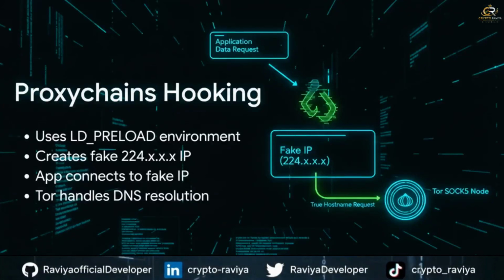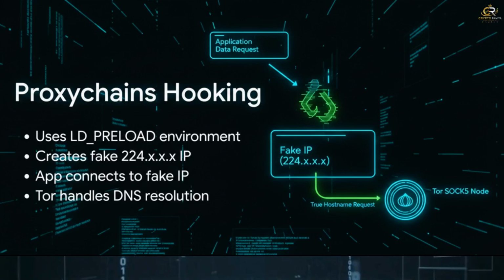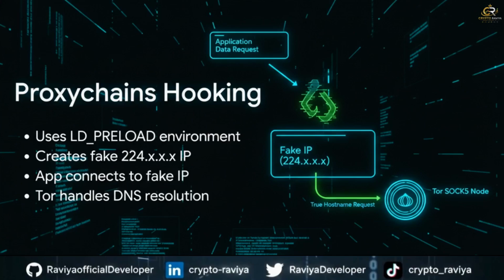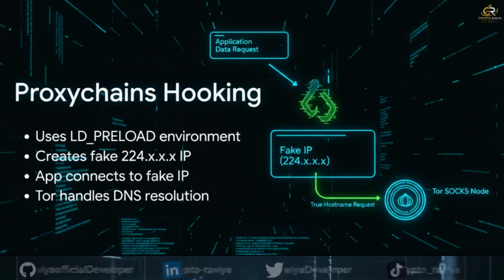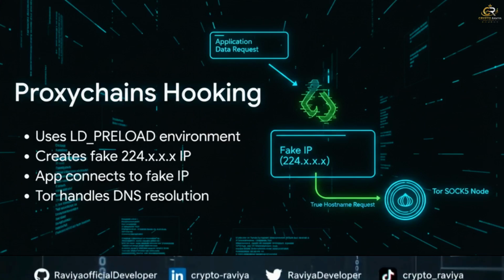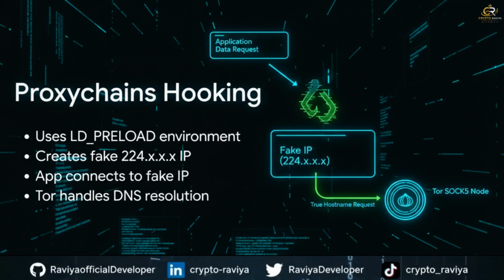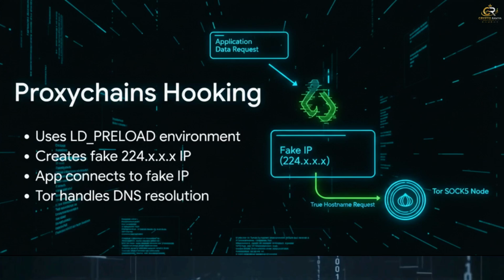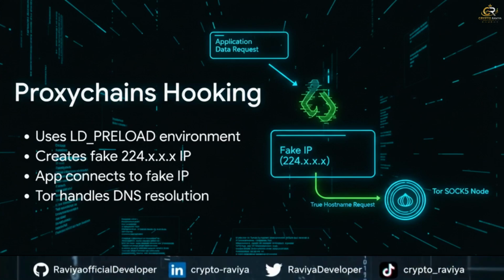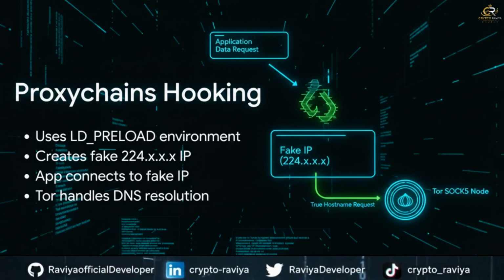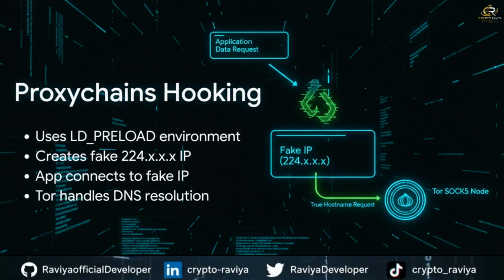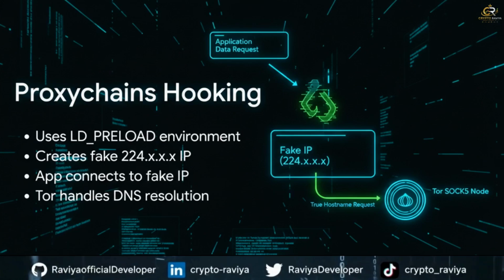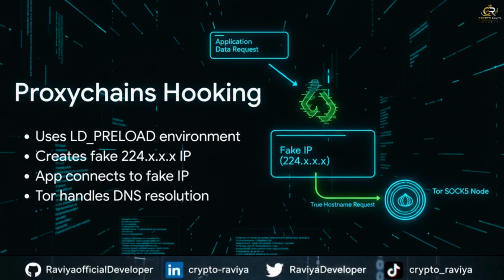Enter ProxyChains-NG. It solves this DNS leak problem using a really clever technique called hooking. Basically, it acts like a wiretap for network functions. When an app asks for a website's IP, ProxyChains intercepts it. It doesn't actually resolve the DNS right then. Instead, it feeds your app a fake IP address in a reserved subnet. The app happily tries to connect to that fake IP, ProxyChains intercepts the connection, and then securely sends the actual hostname through Tor. Tor then safely handles the real request way out on the exit node. It's a remarkably elegant trick.